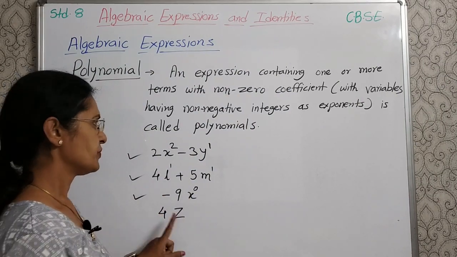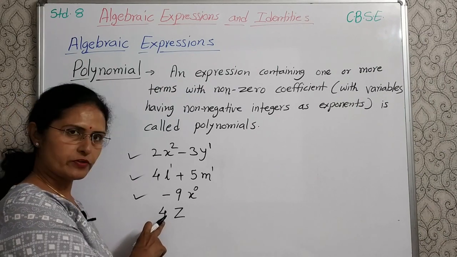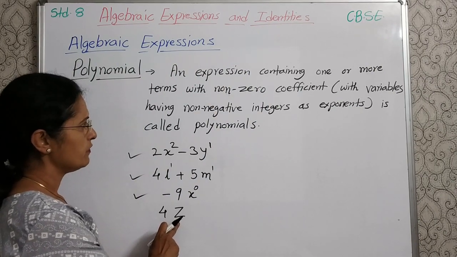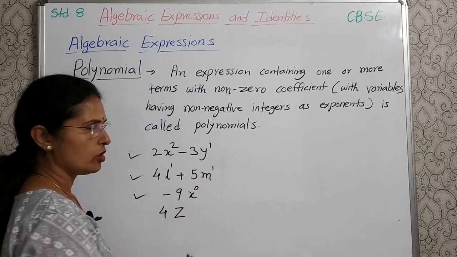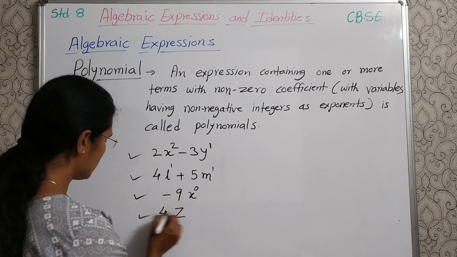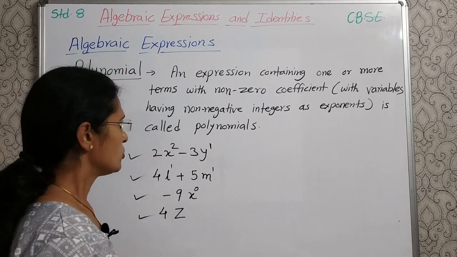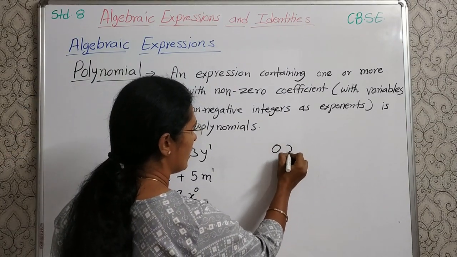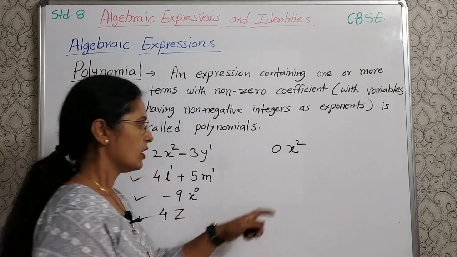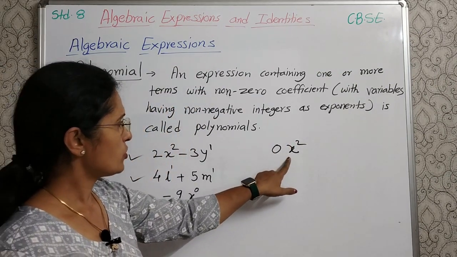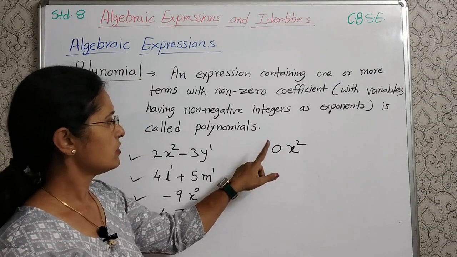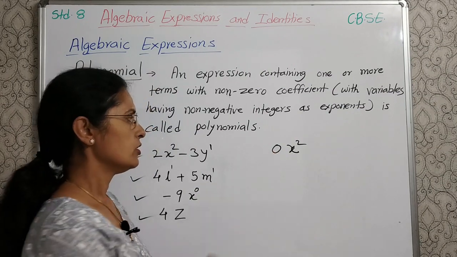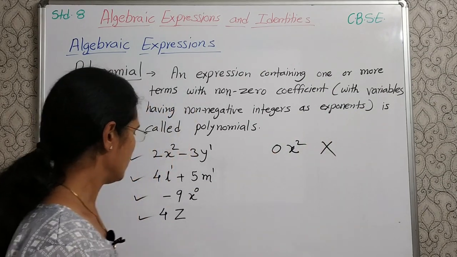Next, 4z. This is also polynomial because the coefficient is non-zero and z is the variable which has the exponent non-negative integer. So which are not polynomials? If I give one example, 0x square. Now see here, 0x square, the coefficient is 0. We need non-zero coefficient, but here it is 0, therefore this is not a polynomial.